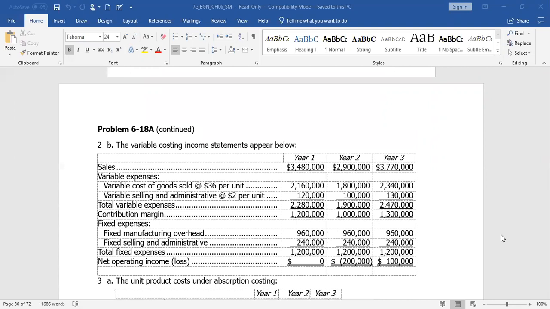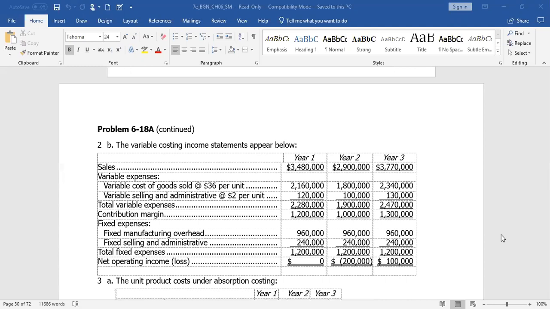The next section we're doing a variable costing income statement. So although it isn't a product cost, we still subtract the selling and administrative because it's a variable expense based on the number of units sold. So 60,000 times 2 would be 120, then 50,000 times 2, 100,000, and then 65,000 times 2, 130. So then we add those two together to get our total variable expenses for each year, and then subtract that amount from sales to get your contribution margin for each year.